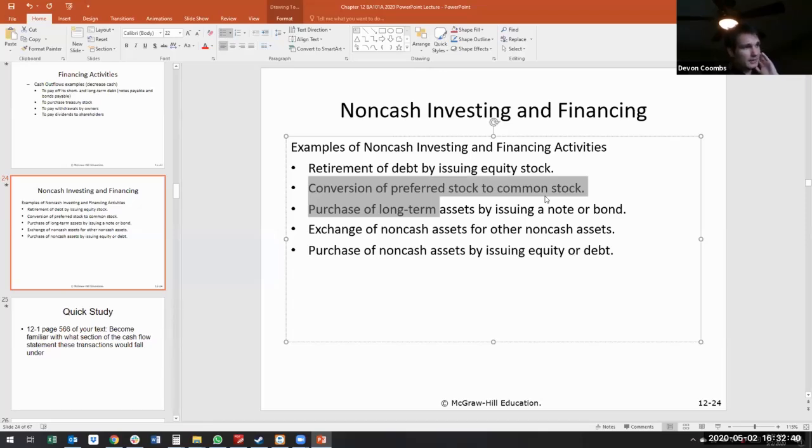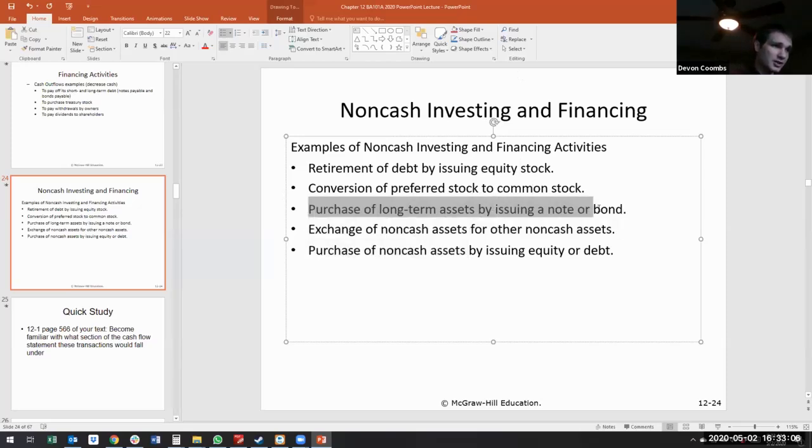So anytime I give you a question on what's a non-cash investing or financing activity, just look at the question and say, did cash change hands? Retirement of debt by issuing equity stock. What happened? We reduced debt by issuing equity. I don't see any reduction in cash or increase in cash, so it's non-cash. Conversion of preferred stock to common stock. Preferred stock went into common stock. Doesn't sound like there was cash there.